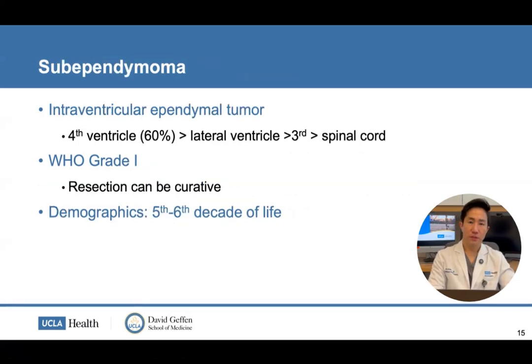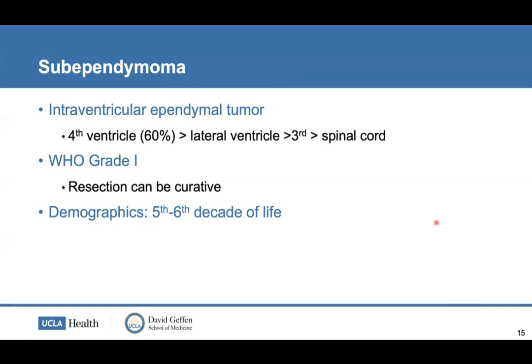Subependymomas are intraventricular ependymal tumors, most commonly found in the fourth ventricle. These are WHO grade 1s, so resection can be curative, and they're typically found in adults in their 5th or 6th decade of life.